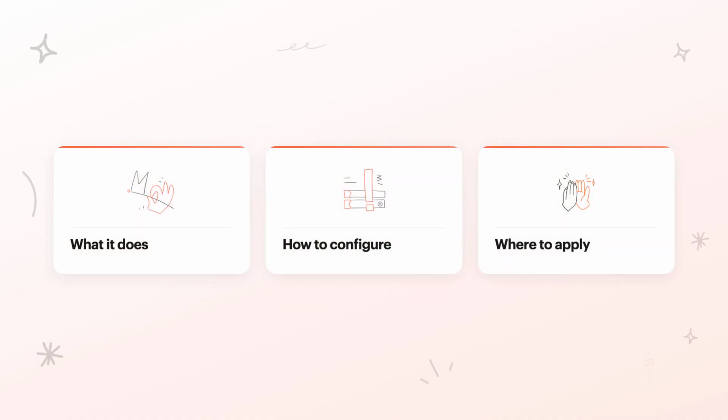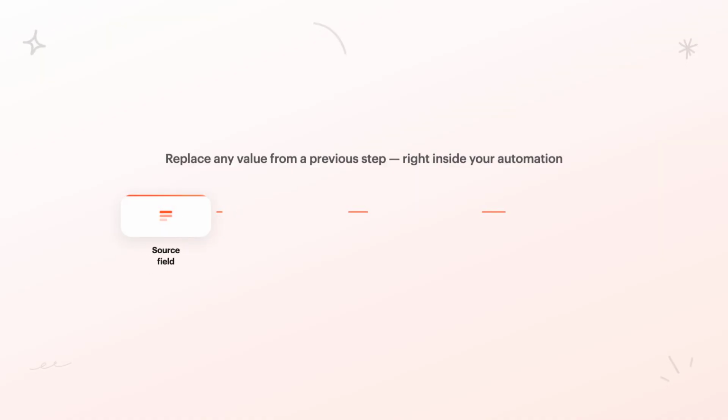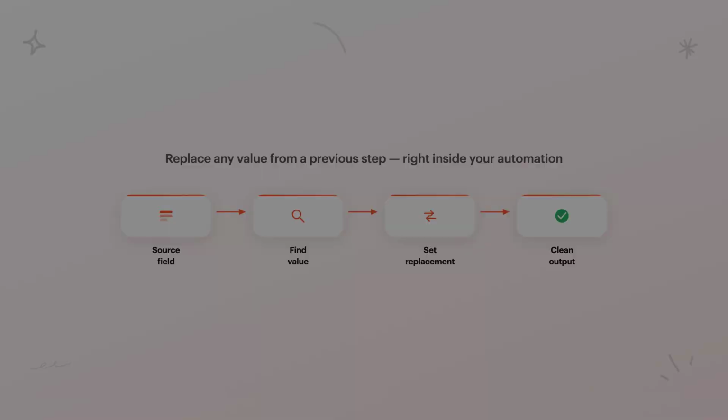In this video, you'll learn how to use the Find and Replace tool, what it does, and how to configure it. The Find and Replace tool works like the same feature in Excel, but inside your automation flow. It picks a value from a previous step and replaces it before passing it on.